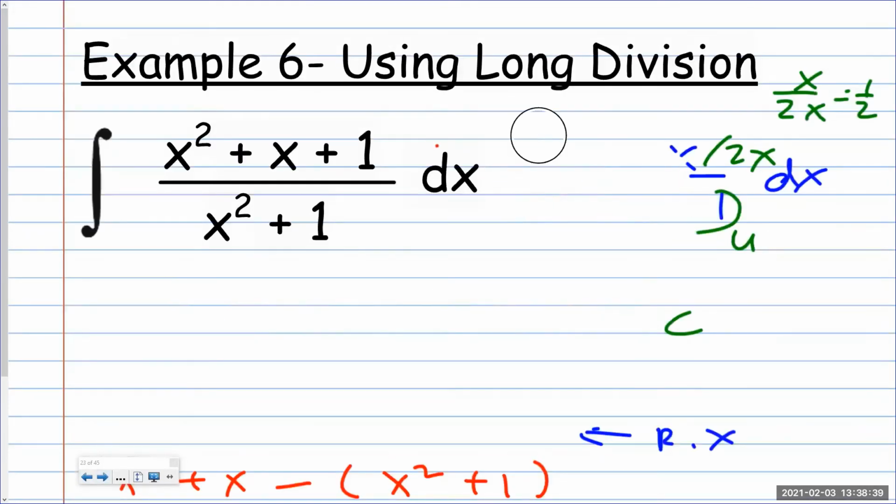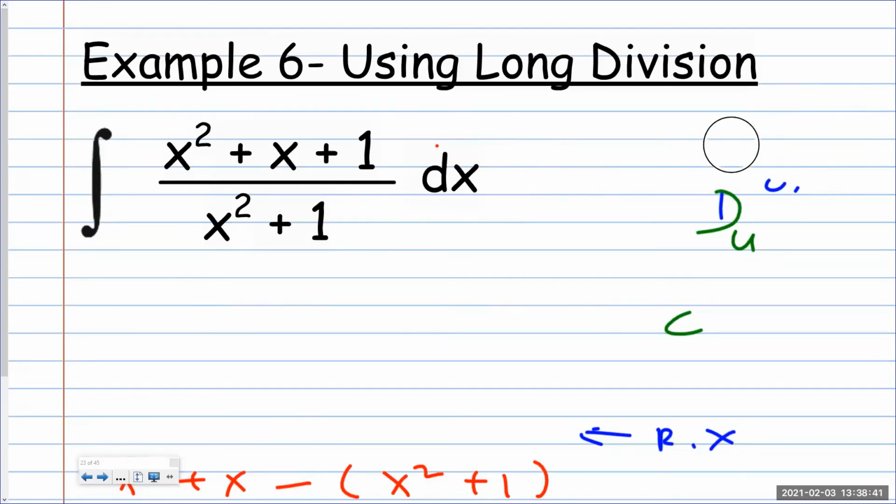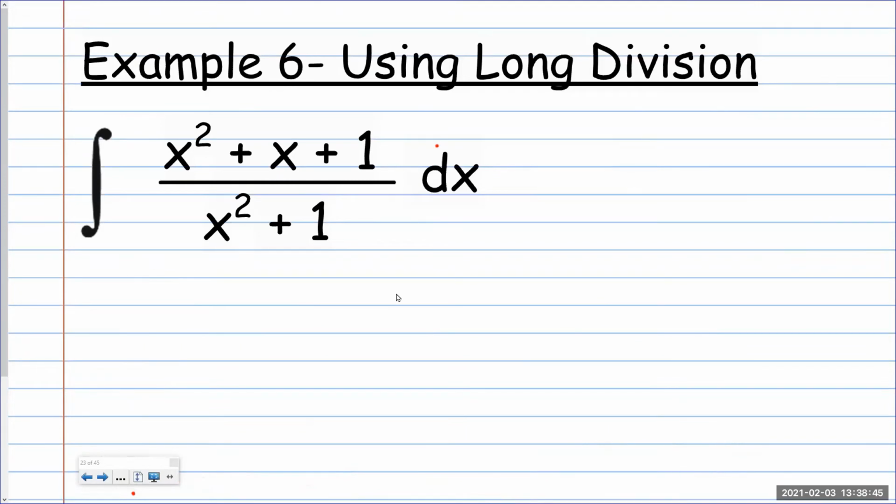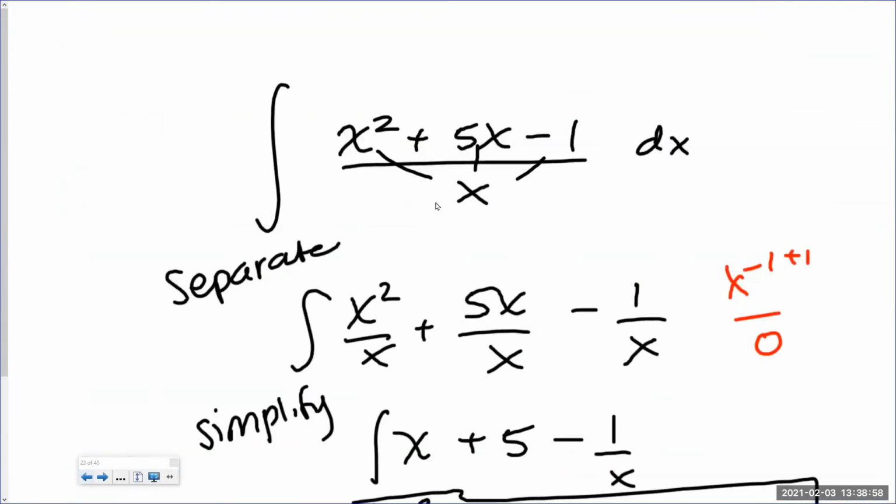Okay. Let's look at this problem. Now, whenever you have a division where the bottom and the top have the same power, and you're trying to integrate, so this has the same power as this, or if this power is bigger, you have to long divide first. Okay, on the problem before this, you didn't have to long divide. I mean, look at the problem before this. You didn't have to long divide because you could bring the x up, okay?